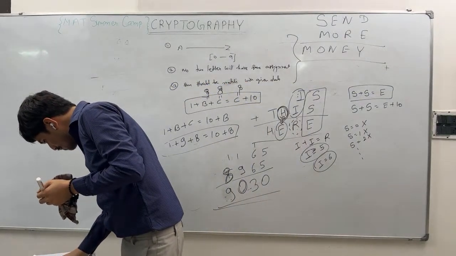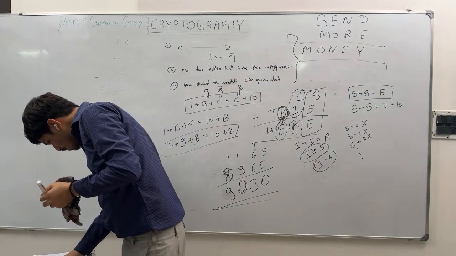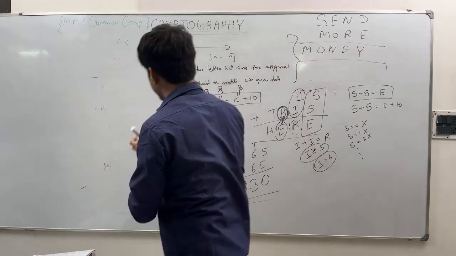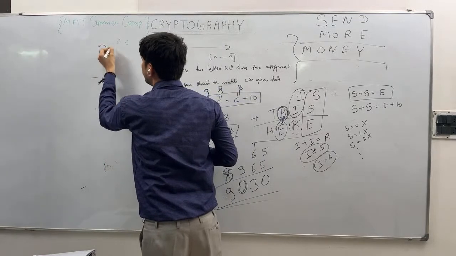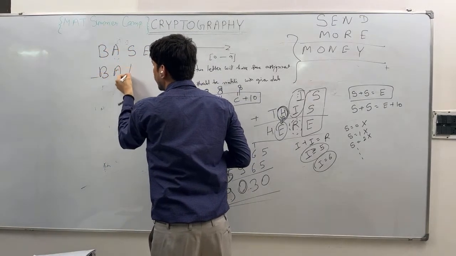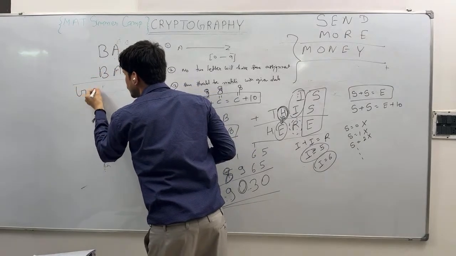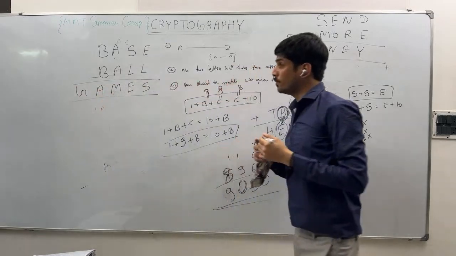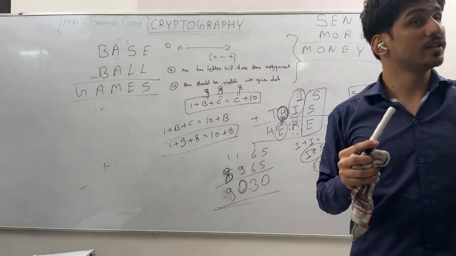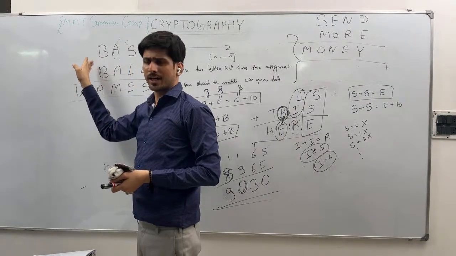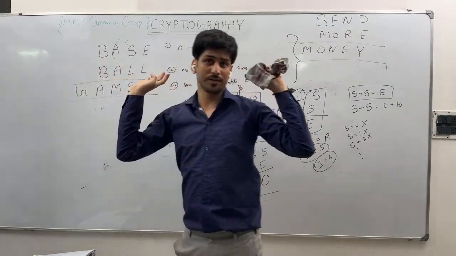Let's take this one, BASE plus BALL equals GAMES. All of you try this one. Now try. First of all, tell me what is the value of G? 1, right? Definitely. Because if maximum, let's say this is 9 and this 9, 9 plus 9 is 18. So definitely G is 1.